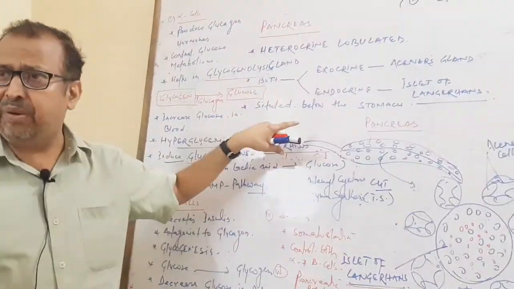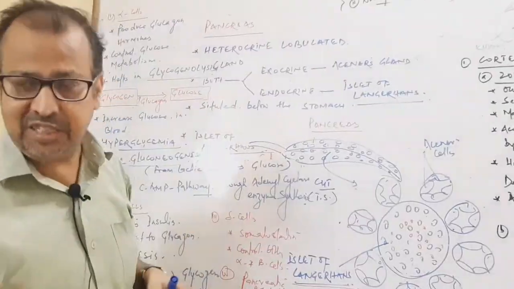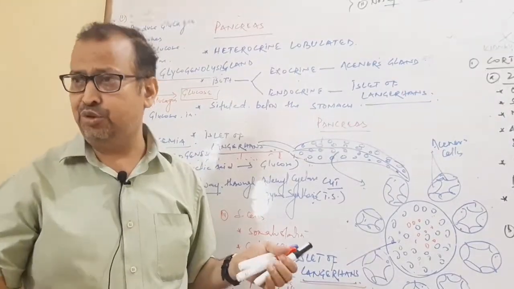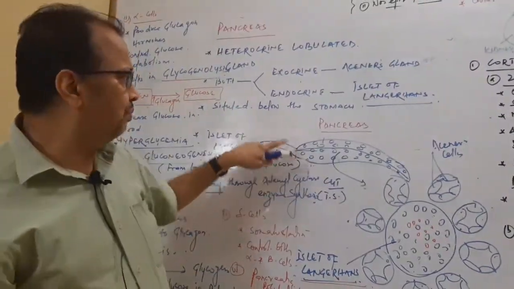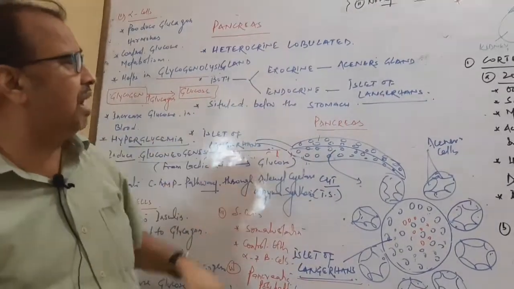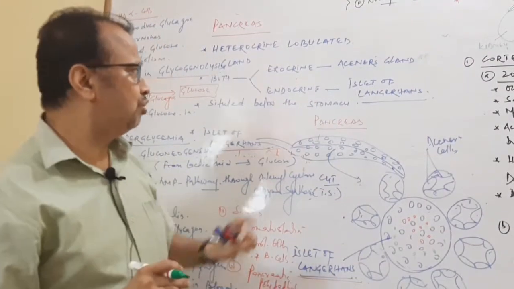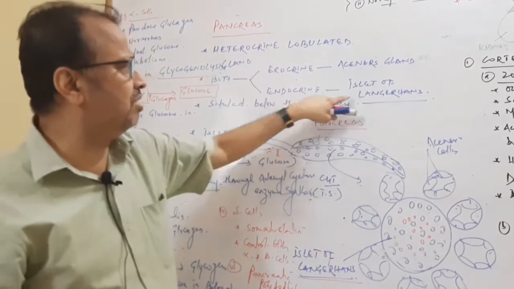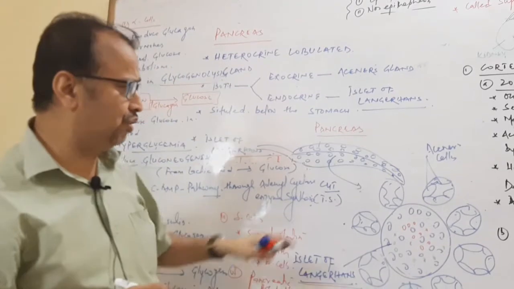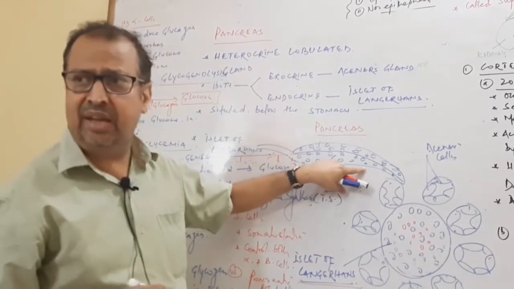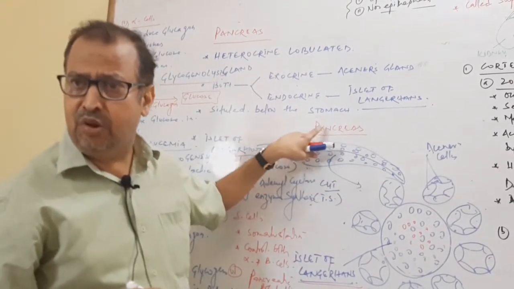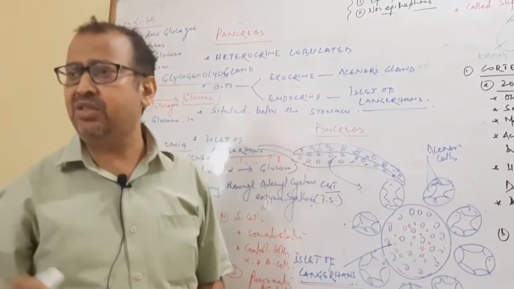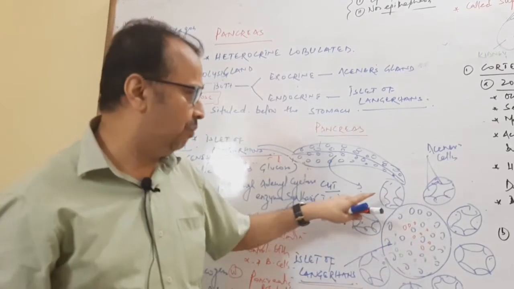The exocrine part secretes digestive juices and pancreatic juices, and the endocrine part secretes hormones. The exocrine part is called acinar cells and the endocrine part is called islets of Langerhans. This is the outer structure of the pancreas, which is situated below the stomach, and it extends and touches the spleen area of the body.